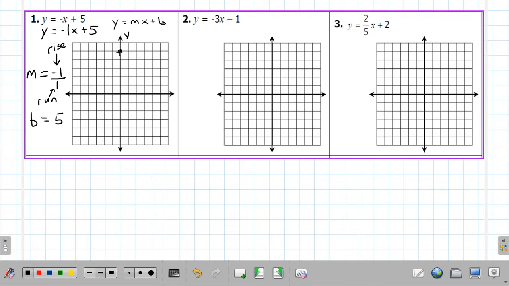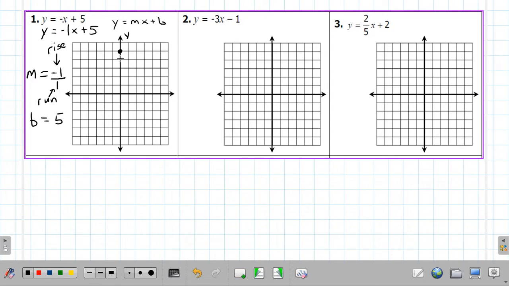So when we want to find the other point or points, because we can do multiple points here, we've got two options. We can go up or down 1. In this case, some people might see the negative and say, well, let's go down 1. So that's perfectly fine. You can go down 1. But then we see that the run is 1.